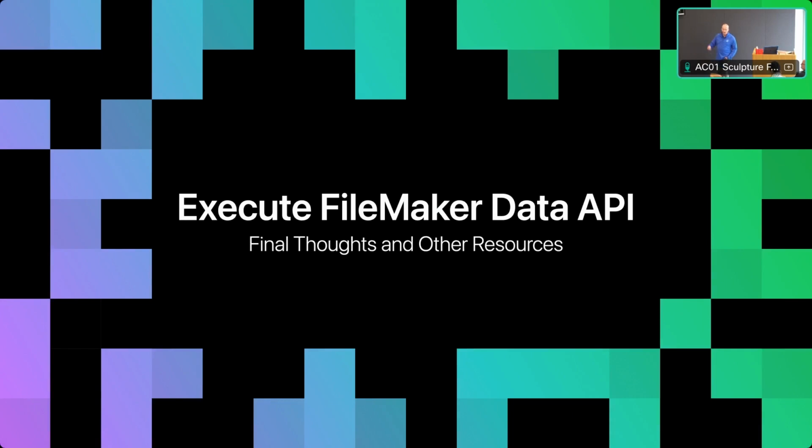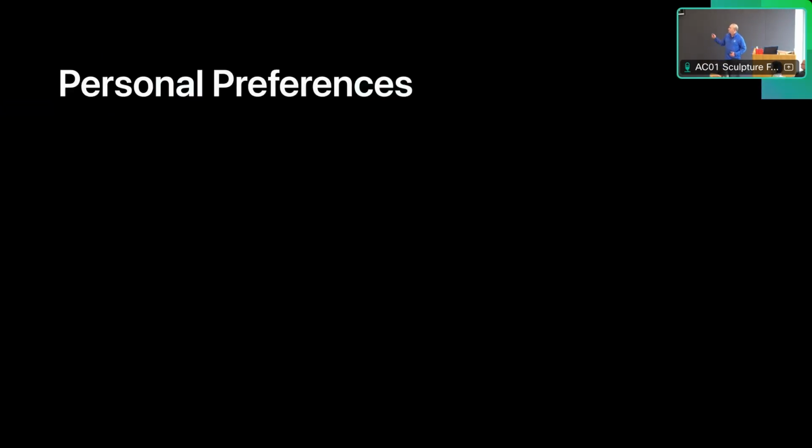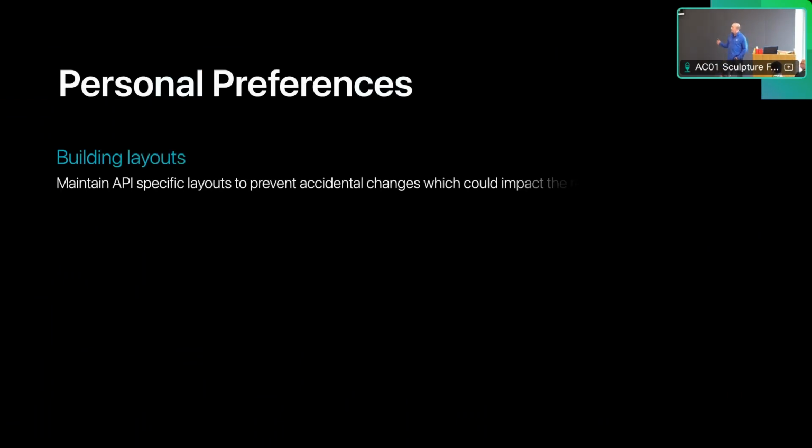So, just a few final thoughts. Just a few things about my own personal preferences. You can make of it what you will. For building layouts, I like to maintain API-specific layouts. You don't have to, but by keeping the layout specific, you don't have to worry about, well, if I change the data entry layout to add the new field that this person needs, is it going to change my result that comes back when I use the Execute FileMaker Data API script step?